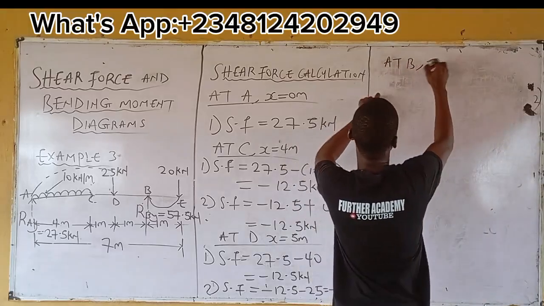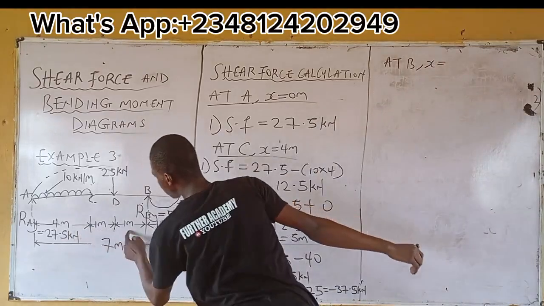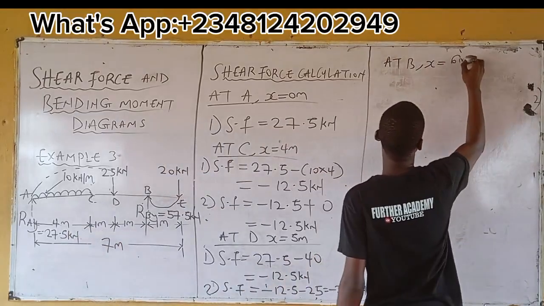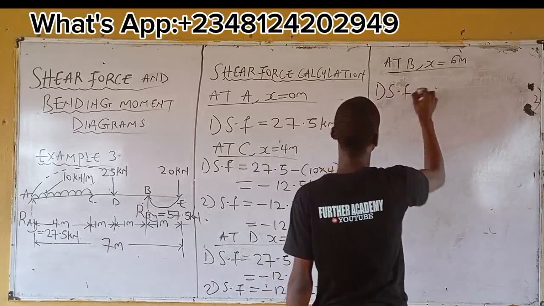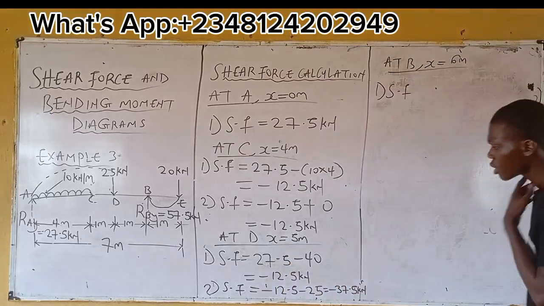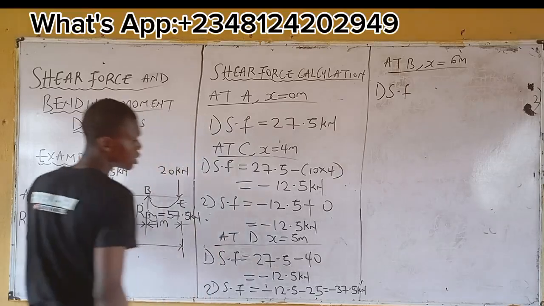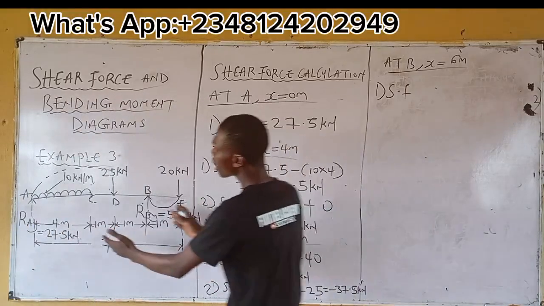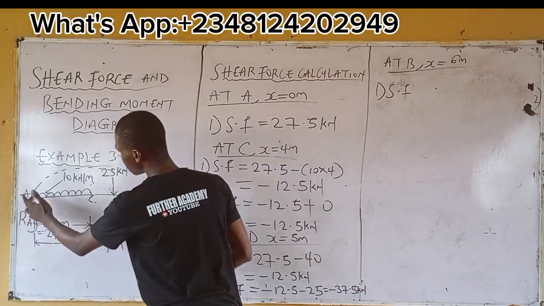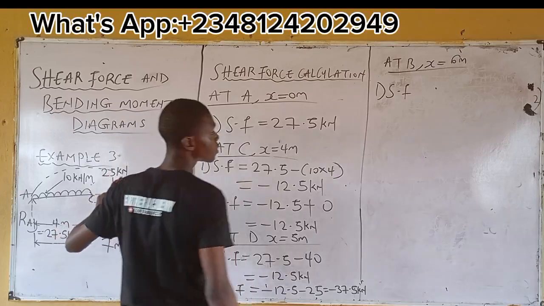At B, what's the value of x? 4 plus 1 plus 1, what do I have? 6 meter. So meaning the first value of shear force becomes what? How do I get the first value of shear force? That would be what? Minus 37.5. You can come back to your B. You have this RAY, this U.D.L, and this 25 kilonewton.